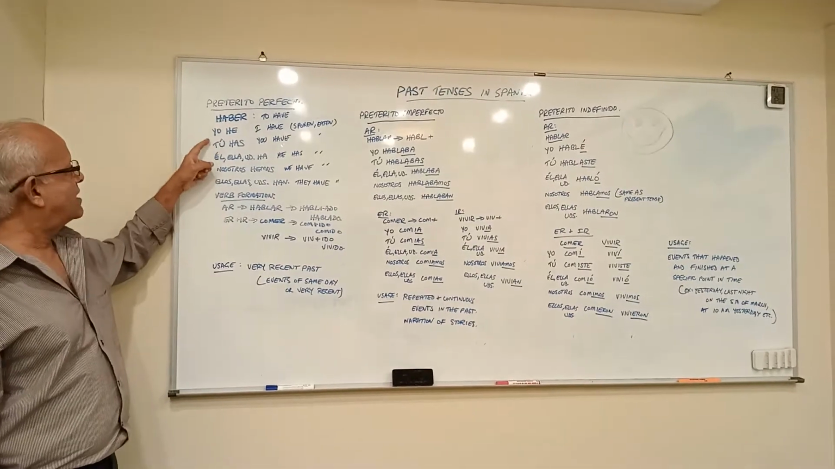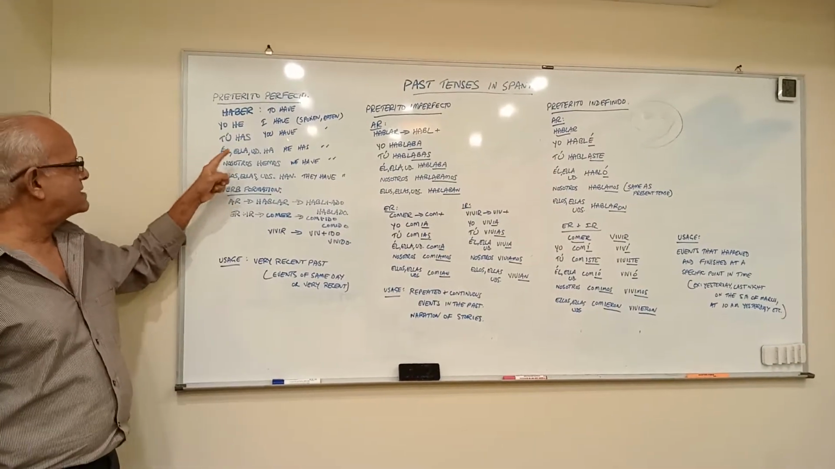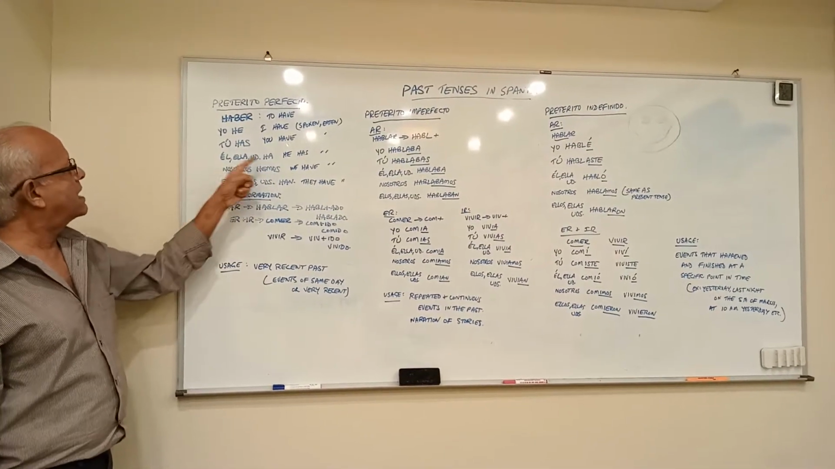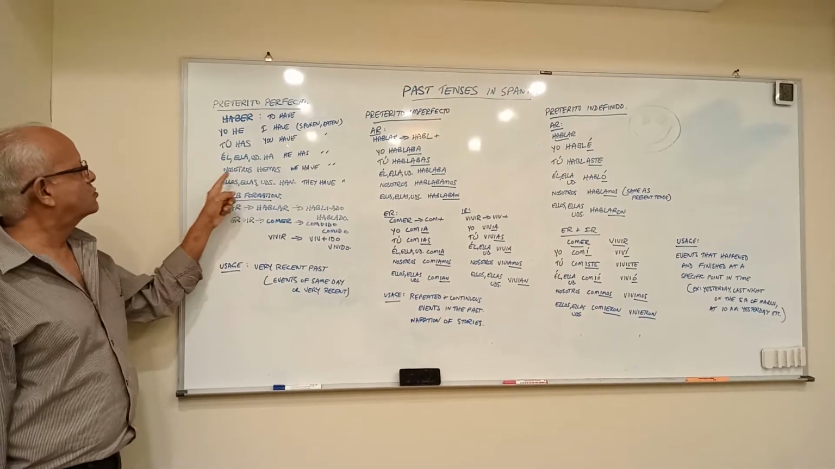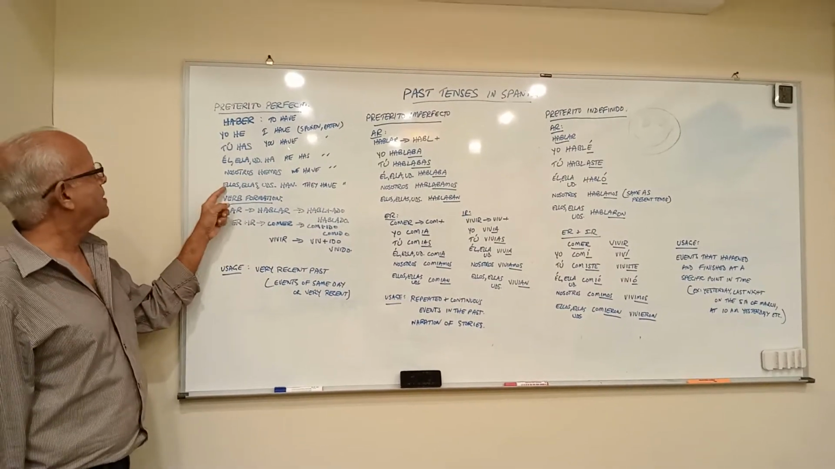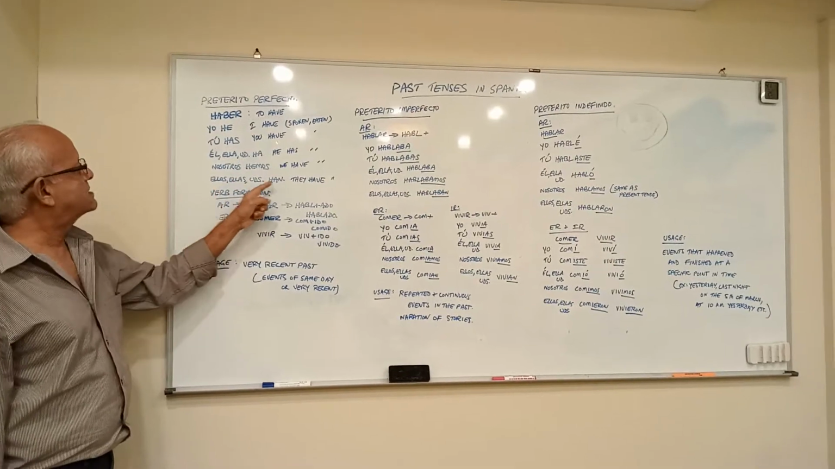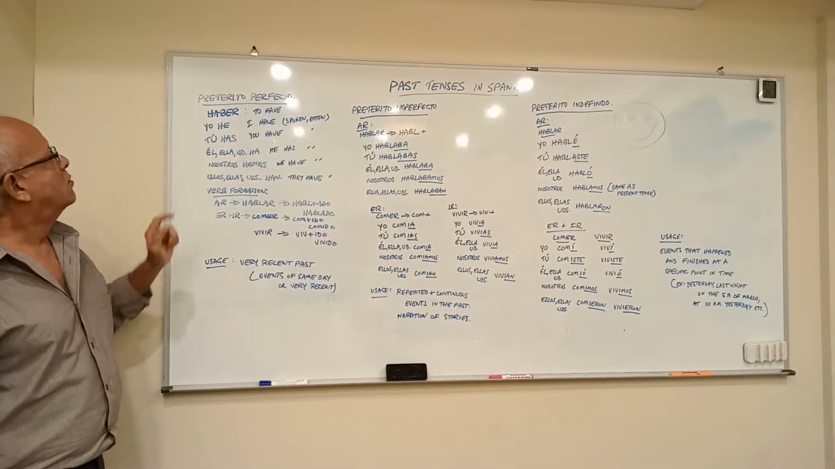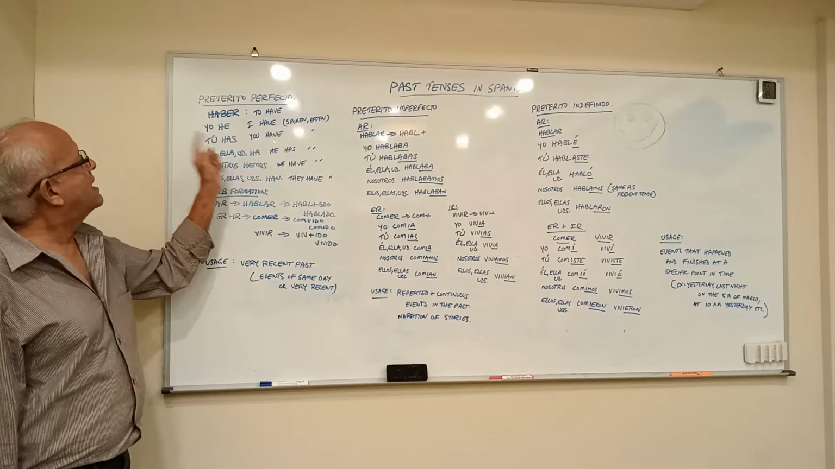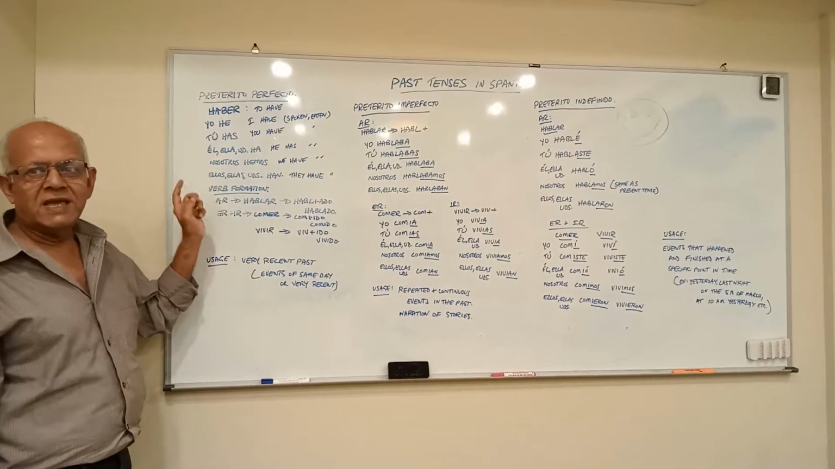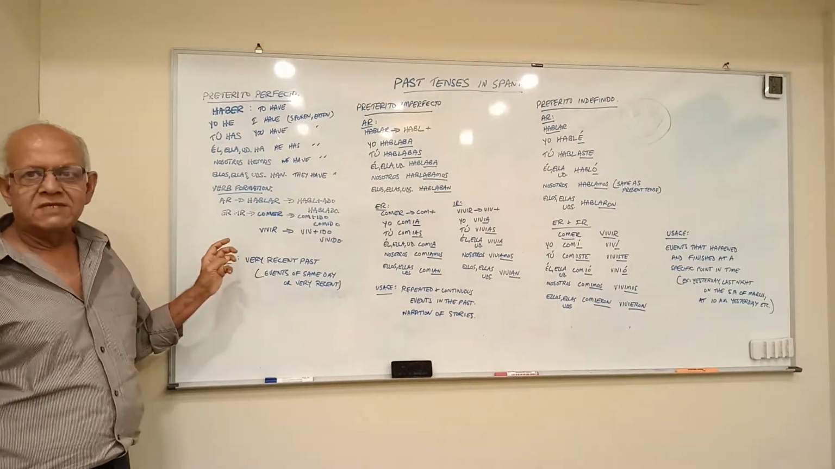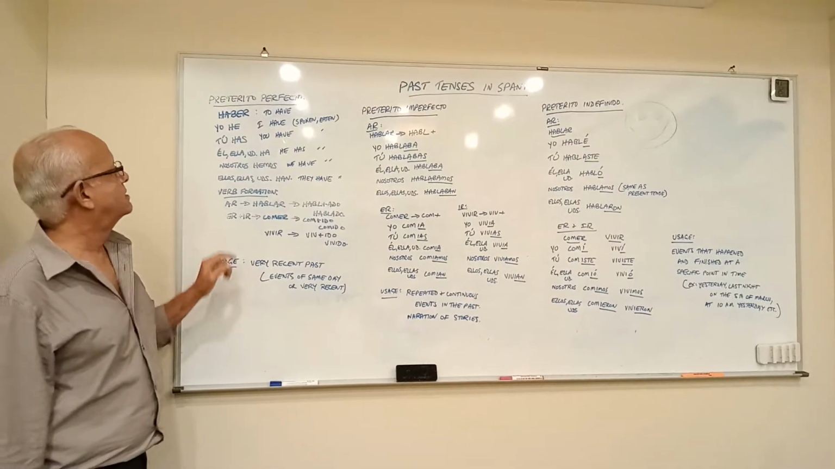Okay, the conjugation of haber is: yo he, tú has, él ha, ella ha, usted ha, nosotros hemos, ellos han, ellas han, ustedes han. Okay, for example, yo he comido, yo he hablado, I have eaten, I have spoken, etc.